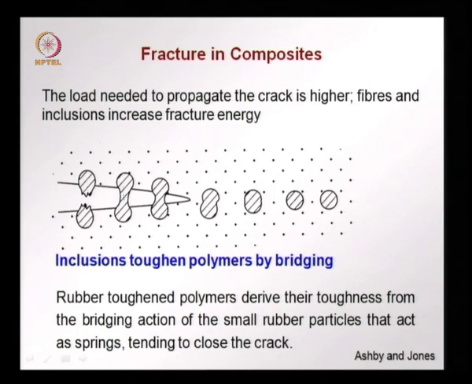So, this tends to close the crack, and as the crack propagates, it will encounter more inclusions which will again arrest the crack, more energy will be required to break these rubber particles and keep going. So, rubber toughened polymers derive their toughness from the bridging of these small rubber particles. They act as springs and tend to close the crack.